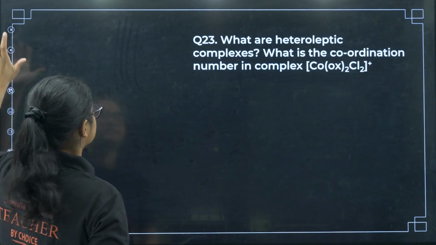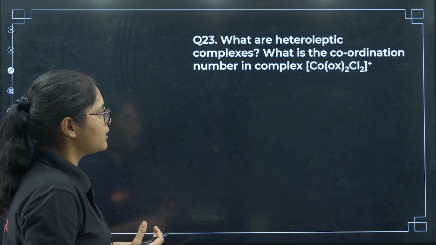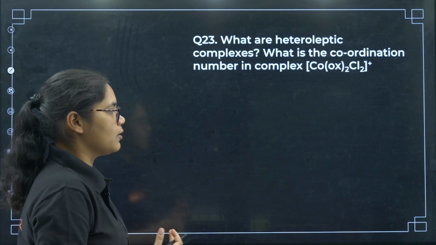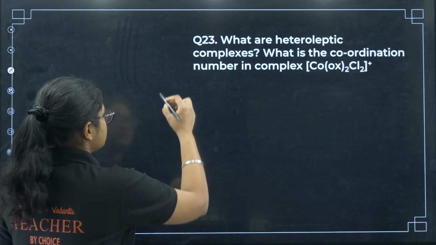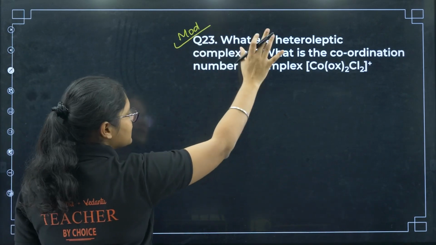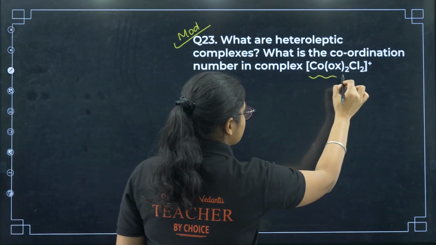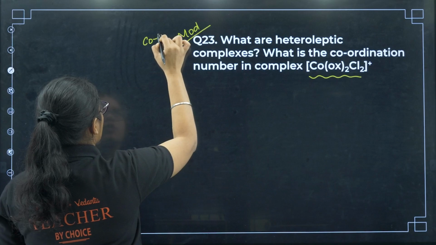Now let us go to the next question, number 23. What are heteroleptic complexes and what is the coordination number of the complex Co(ox)2Cl2 plus? Okay, so this question also I will mark as moderate because the first part is no doubt very easy, but this part many of you may get wrong. Moderate question from the chapter coordination.